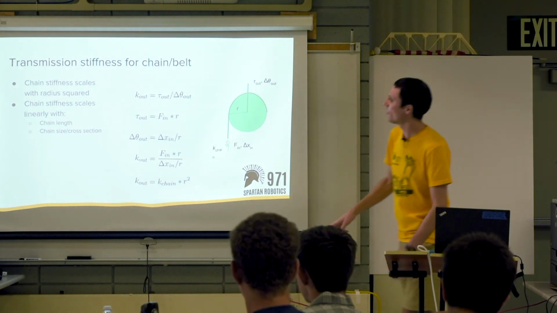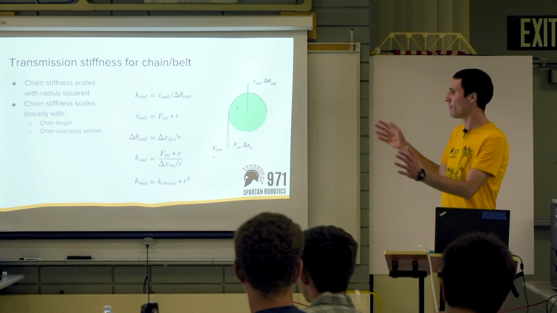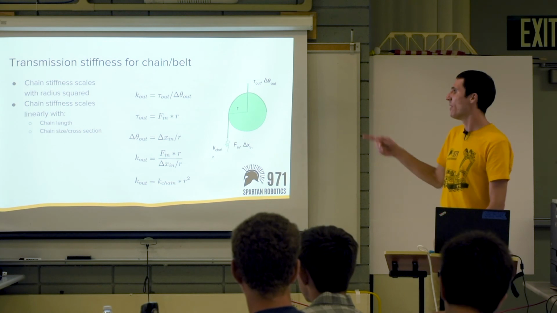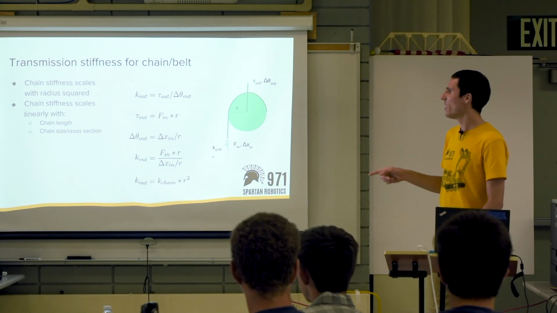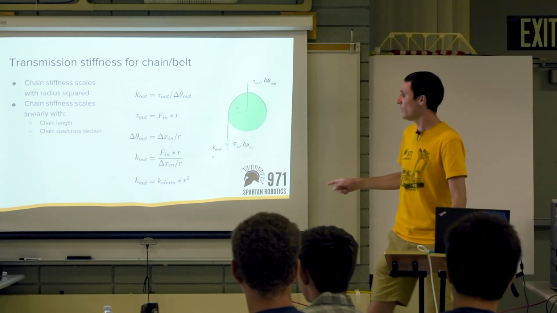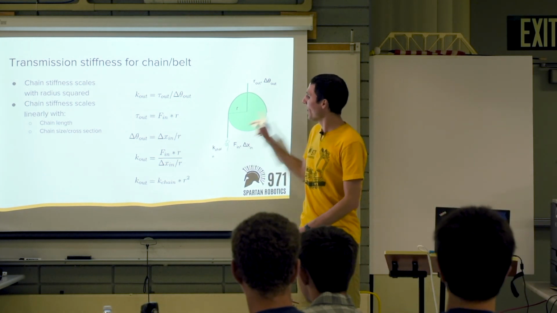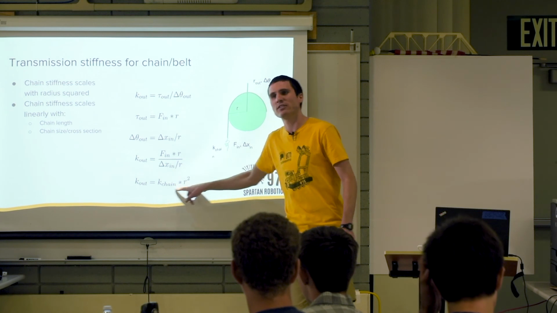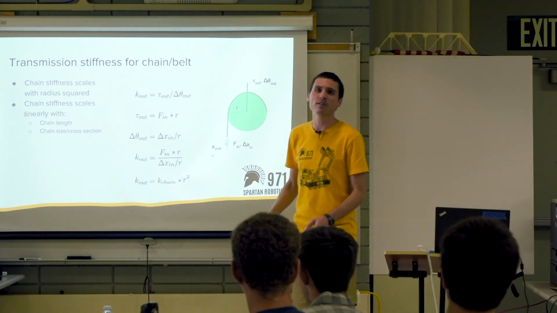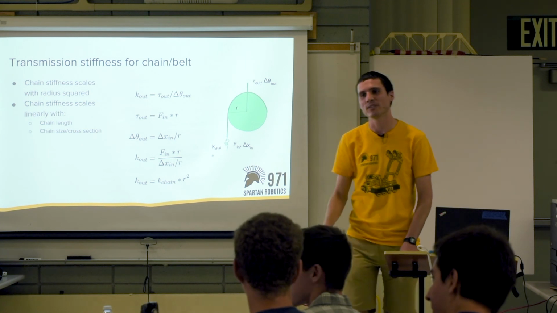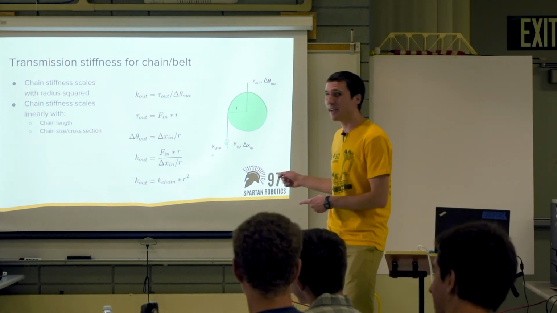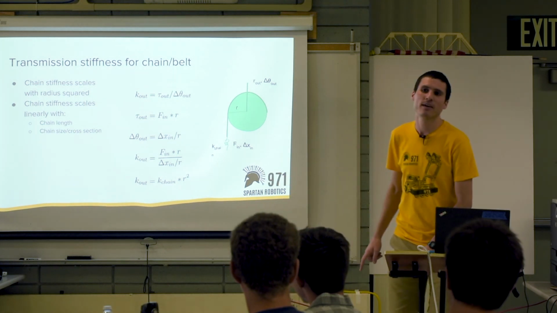So if you step back and look at what the math tells us in the end, it tells us that if we're worried about how stiff our chain and our sprocket are, we have two variables: the stiffness of our chain, and our radius. What's going to be the easiest way to increase the stiffness of the system? Yeah, increase the radius. So if we double the radius, how much stiffer is it going to get?